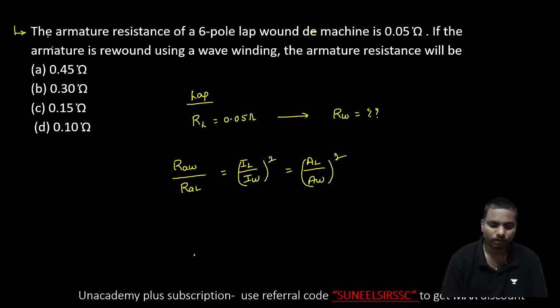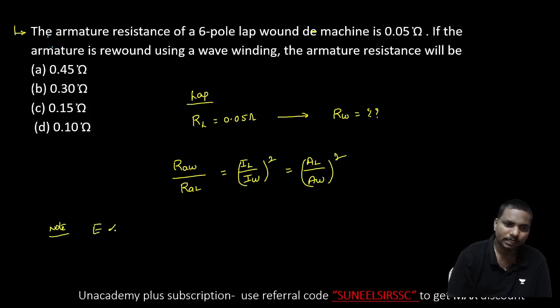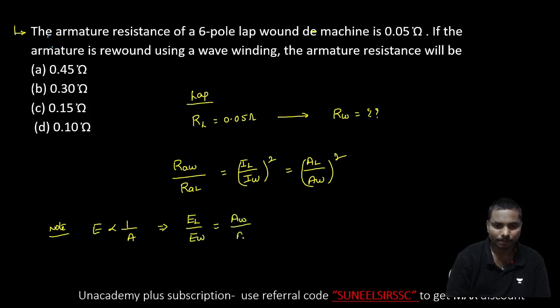Okay, this is the direct formula. How are we getting this one? We know very well EMF is inversely proportional to the parallel path. EMF is equal to phi P N by 60 into Z by A, so it is inversely proportional to A. From this we can say E lap by E wave is inversely proportional, that means A wave by A lap.